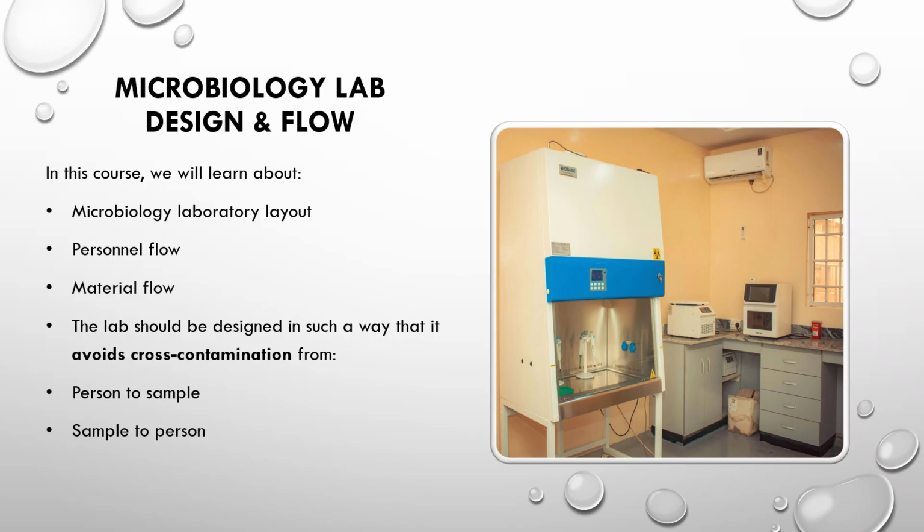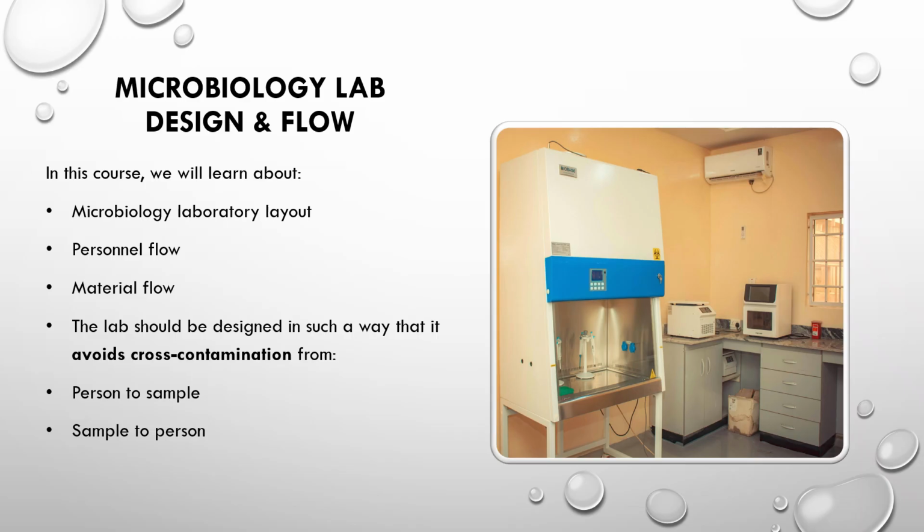Now let's look at material flow. Samples coming from manufacturing areas must enter the laboratory through a designated sample receiving area. After that, they move to the testing area and finally to waste disposal or sterilization areas. The movement of materials should always go in one direction to prevent contamination.